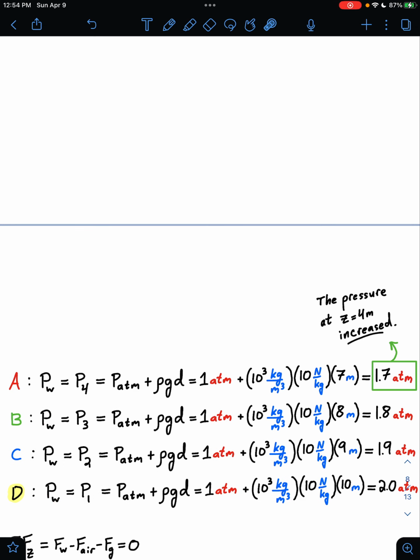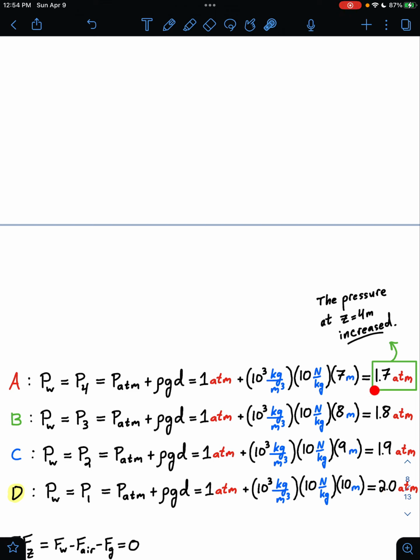So we therefore compute the water pressures at those 4 points by setting them equal to the pressures at these 4 points in that leftmost column, each equal to the atmospheric pressure plus rho g d, so 1 atm plus the density of water times little g times the depth of those 4 points. Getting us at piston A, 1.7 atmospheres, B, 1.8 atmospheres, and so on.